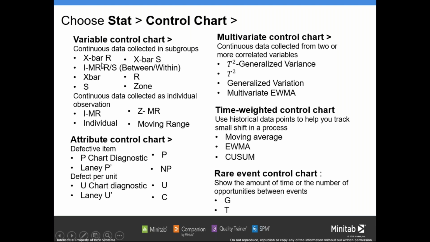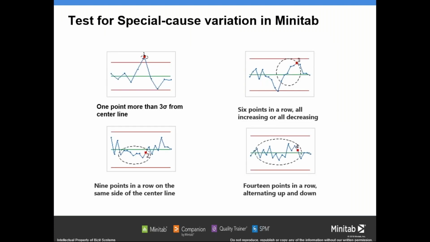This is for the variables. I will proceed with the S bar chart, and for the attribute it will be the NP chart only. If you want to learn more about the other control charts, you can sign up for our training schedule on our website, www.business.com.